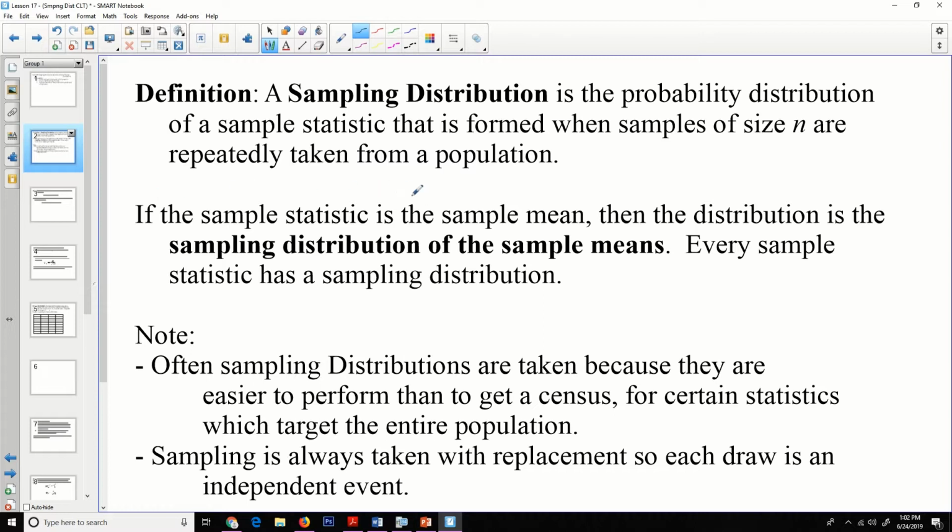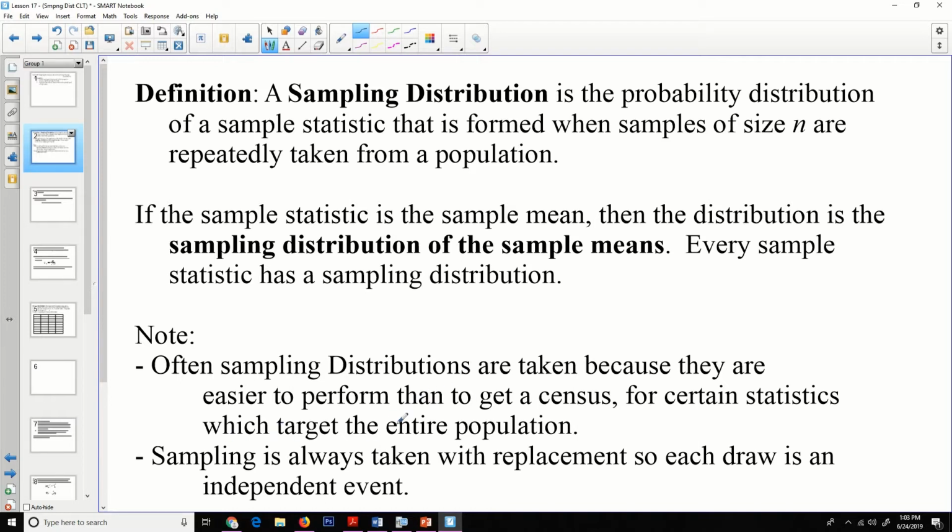If the sample statistic is the sample mean, then the distribution is the sampling distribution of the sample means. Every sample statistic has a sampling distribution. Often, sampling distributions are taken because they are easier to perform than to get a census. A census is usually fairly large, and some statistics target an entire population. On the next slide, we'll talk about which are good statistics and which are not so good for sampling distributions.